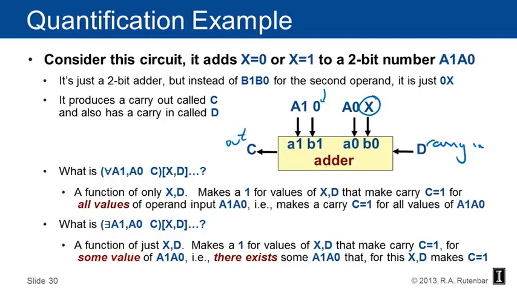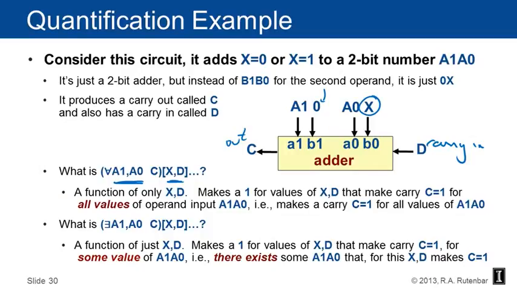And so we can ask a question: what if we quantify away the A operand? What if we universally quantify away the A operands? Well, then the A's are going to go away, and this is going to be a function that only depends on the x number and the D carry in. What is this? It's a function of x and d. It makes a 1 for values of x and d that make the carry, c equals 1, for all values of the operand A1, A0. So this universally quantified function makes a 1 just if you can tell me when there's a carry by only telling me x and d. I don't need to know about A1 and A0.